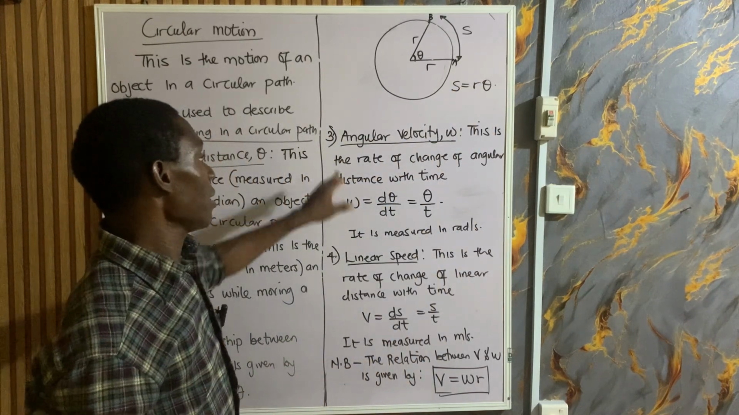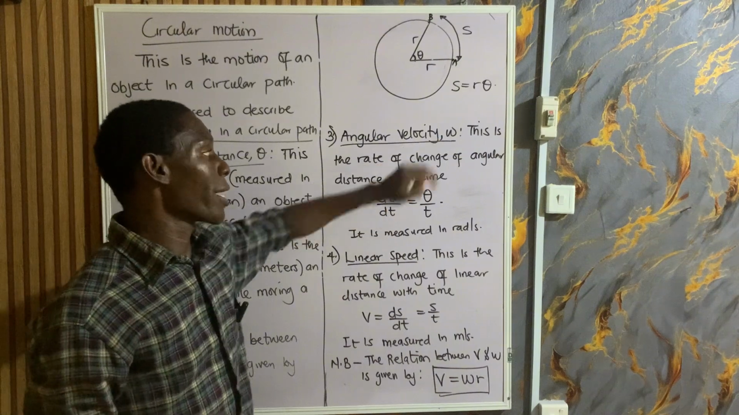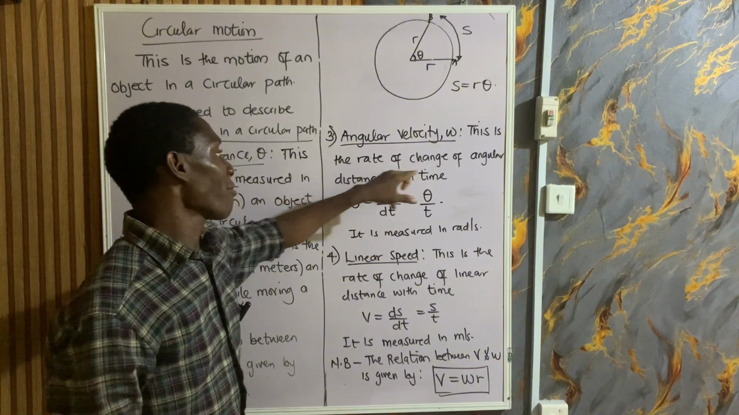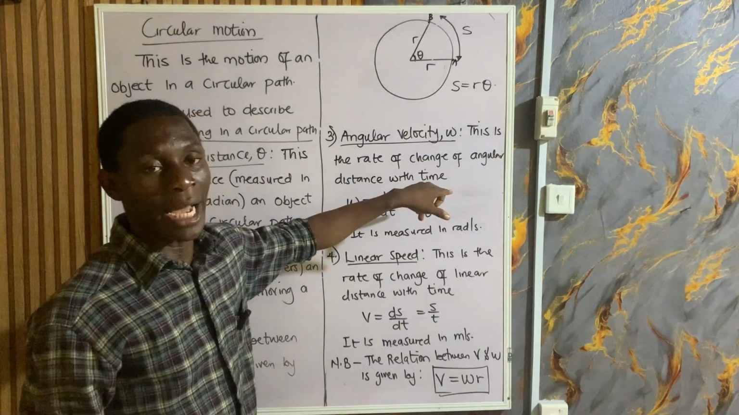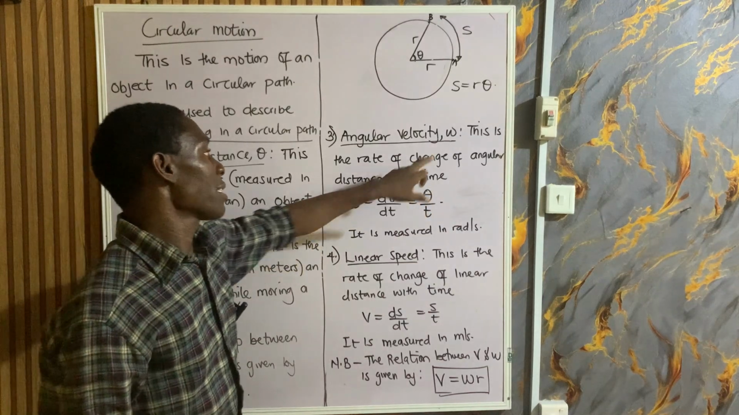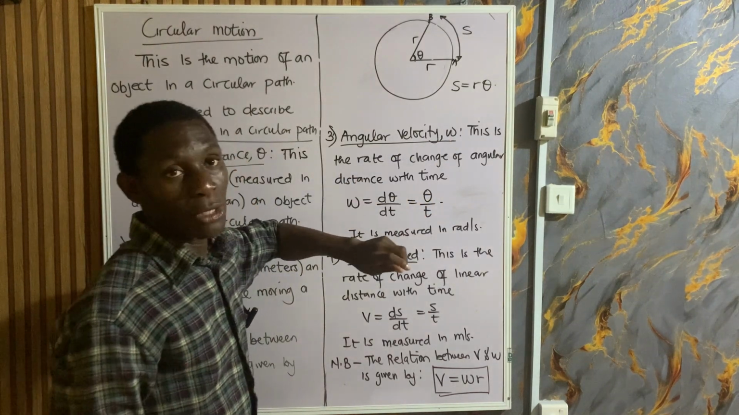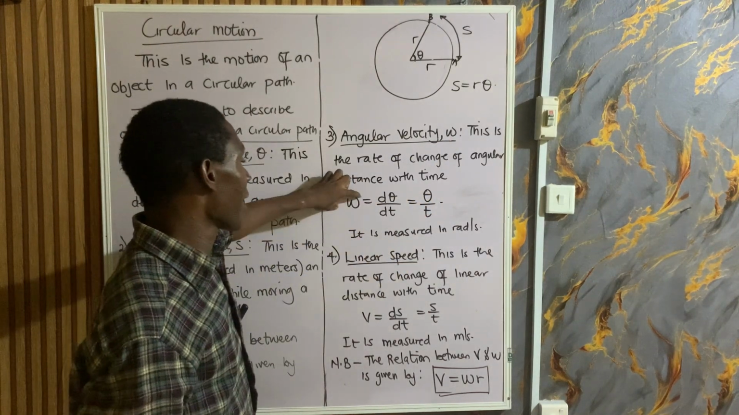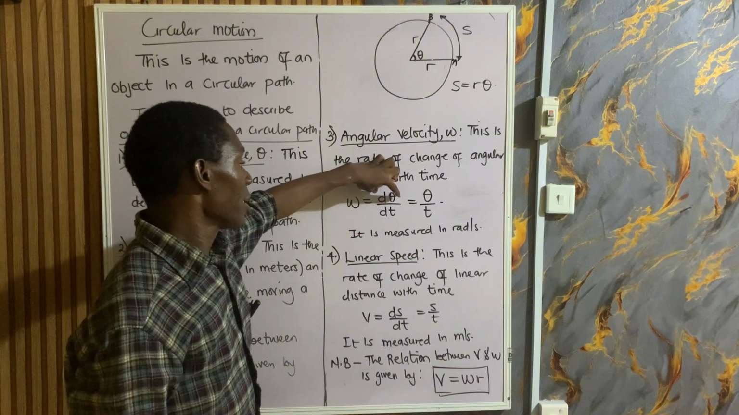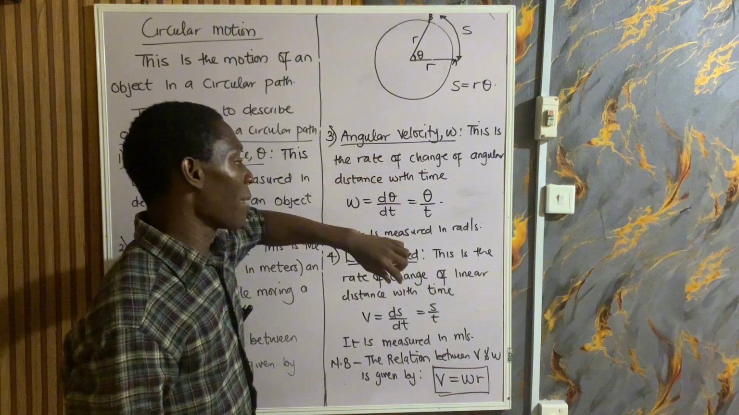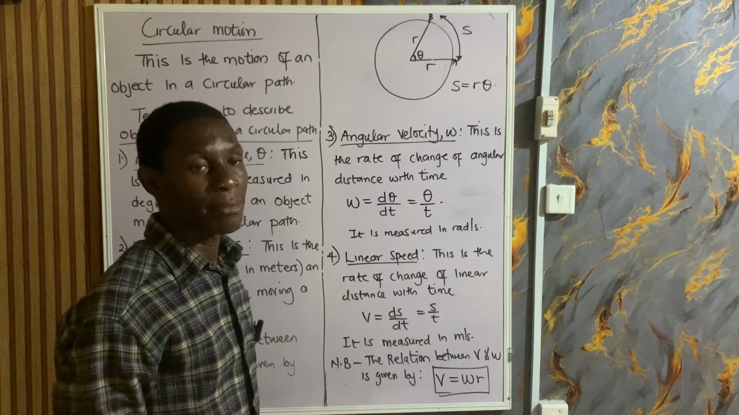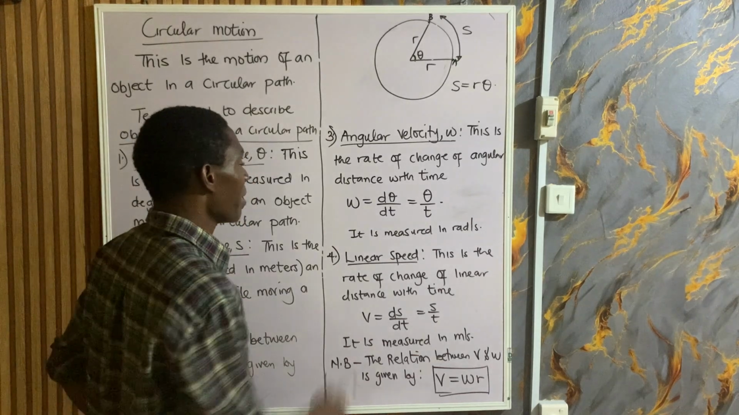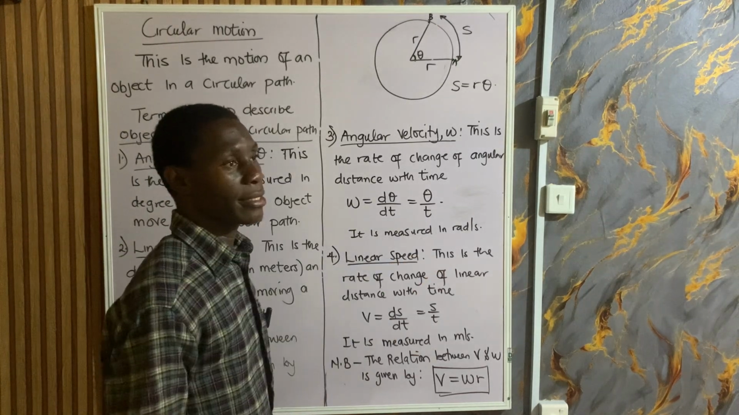Next is angular velocity, omega. This is the rate of change of angular distance with time. It's represented with omega. That's not W, it's omega. Omega is equal to change in angular distance over change in time, or angular distance over time. It's measured in rad per second.